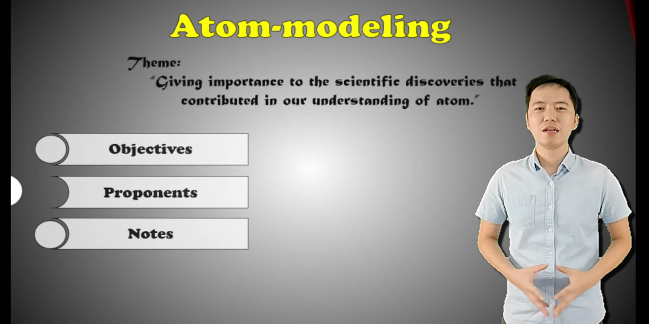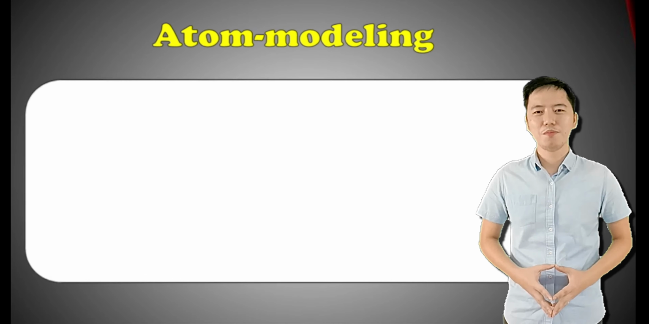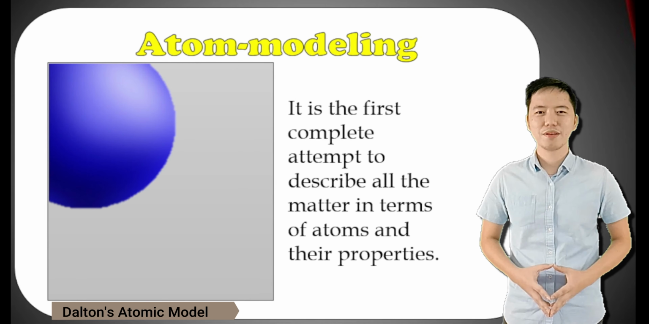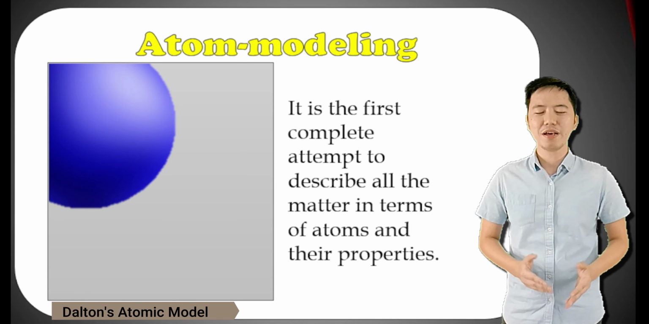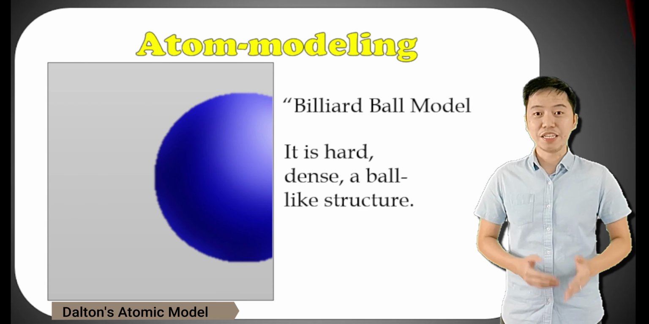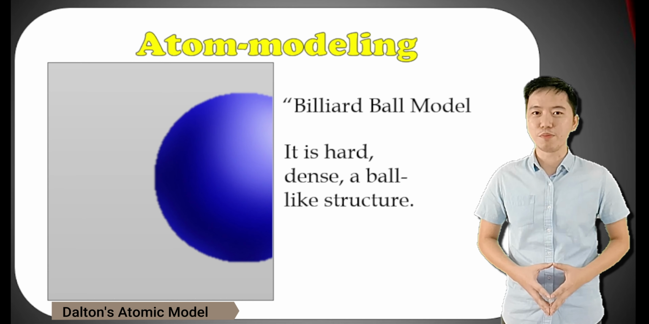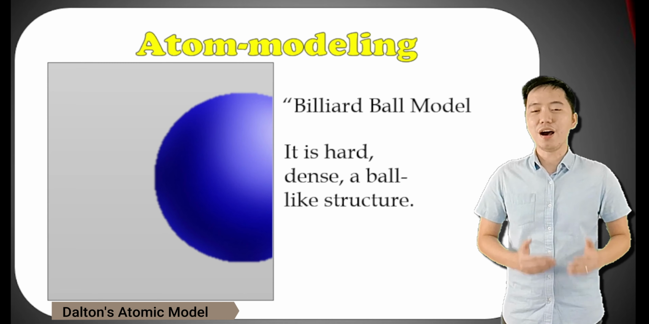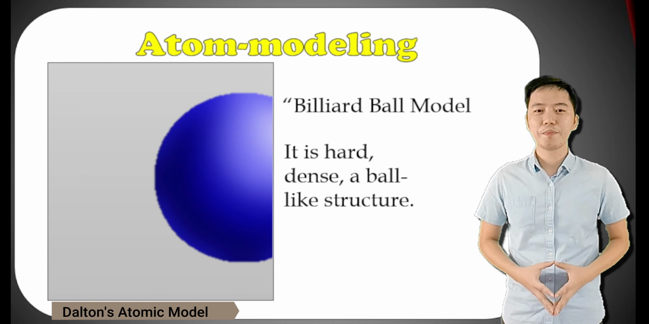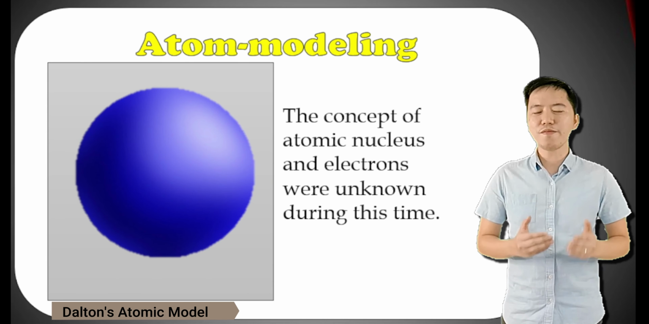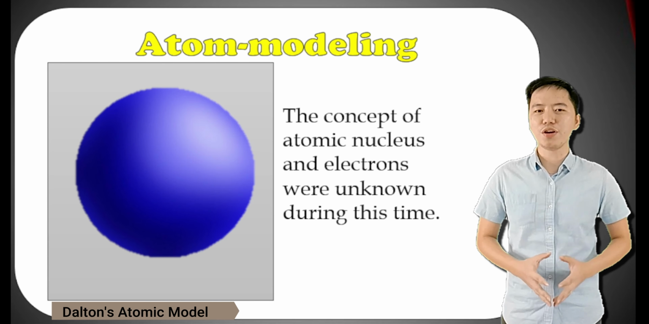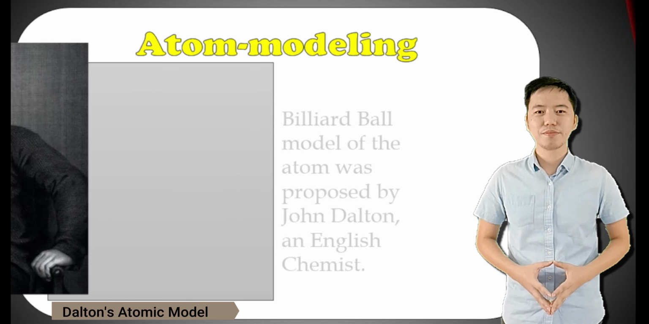Without further ado, this year's atom modeling, model number 1. Dalton's atomic model. It is the very first complete attempt to describe the matter in terms of atoms and their properties. This model is also known as the billiard ball model. It is hard, dense, a ball-like structure like a billiard ball. The concept of atomic nucleus and the electrons were unknown during this time.